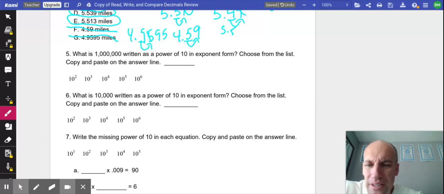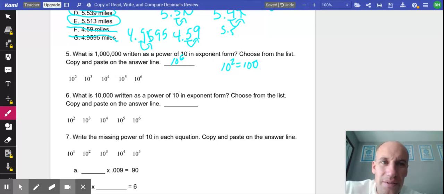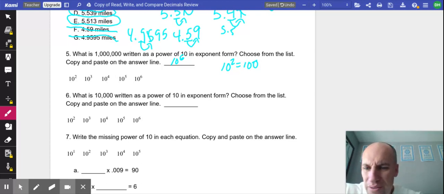Write 1 million as a power of 10. One way to look at it: 10 to the second, or 10 times 10, would be 100. I told them to look: there's a 2 in the exponent and 2 zeros. If you know that one, you can always go back. If not, you can just count the zeros. So that'd be 10 to the 6, or 10 times 10 times 10 times 10 times 10 times 10. This one, we have 4 zeros, so 10 to the 4th.